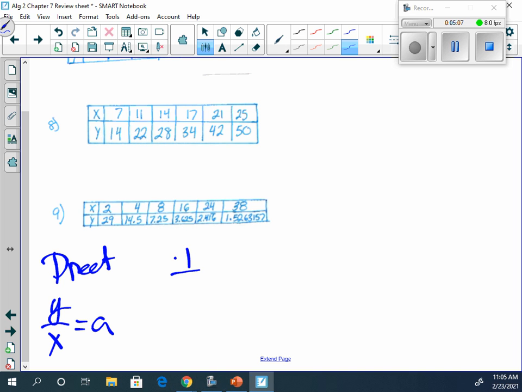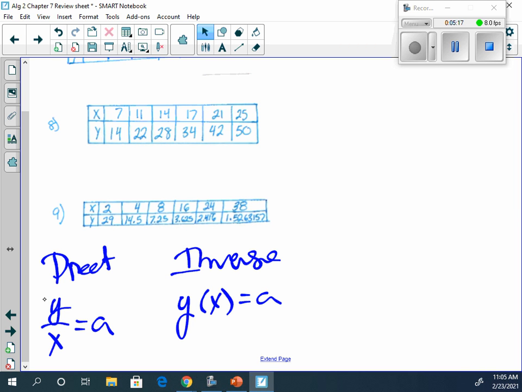Now for inverse, we're going to use y times x equals a. We would multiply the two together. And if it's inverse, when we multiply x and y together, we should get the same number. So we're trying to see which way will we get the same number.